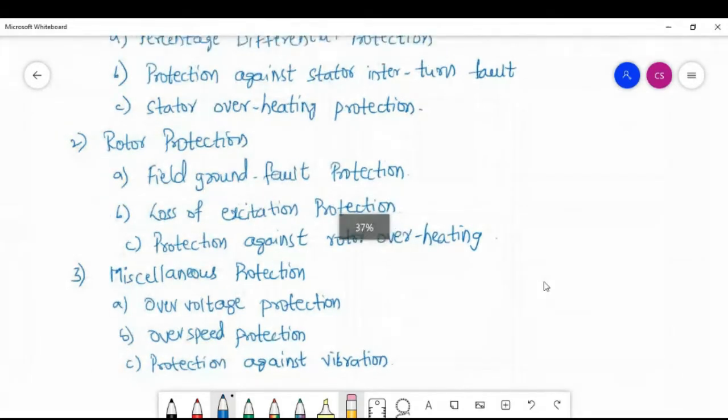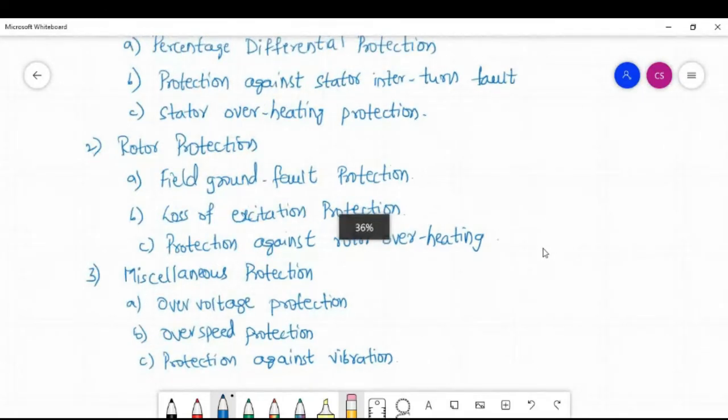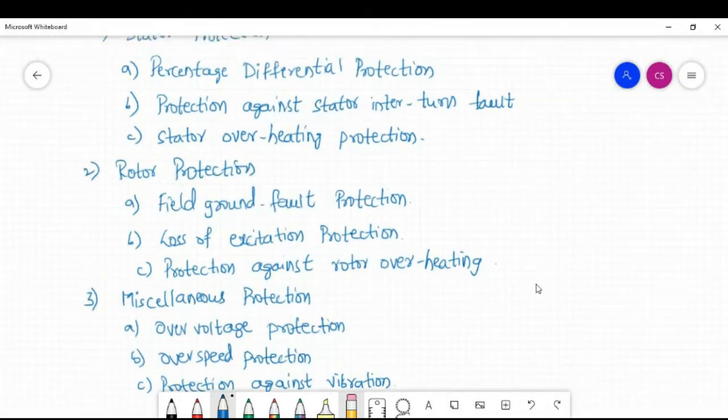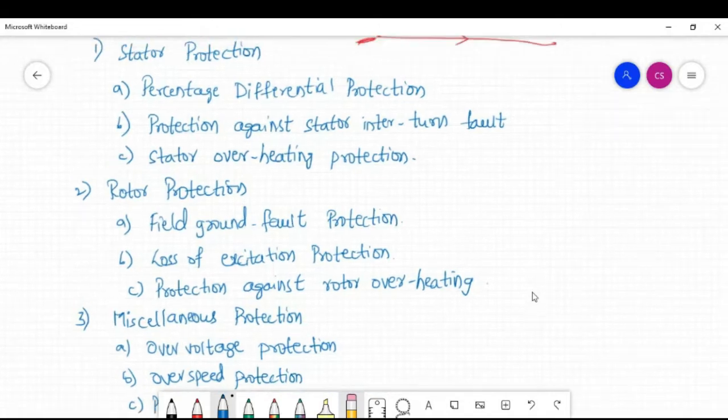So these all are the protective schemes under stator, rotor, and miscellaneous protection. We need to discuss each and every type of protective scheme, and only after that can we complete the protection of generators. Then we can move to protection of transformers. So a generator is not only a single machine.